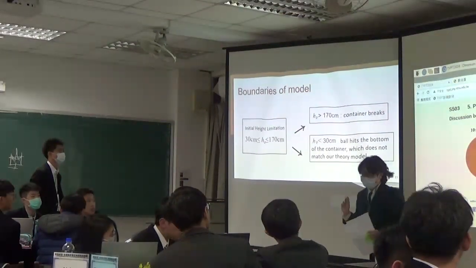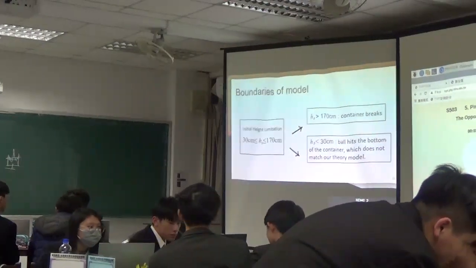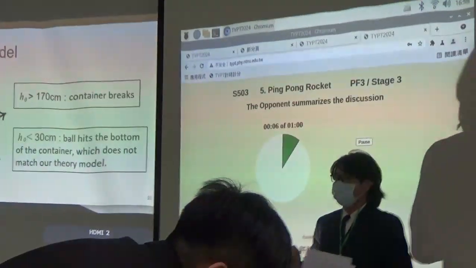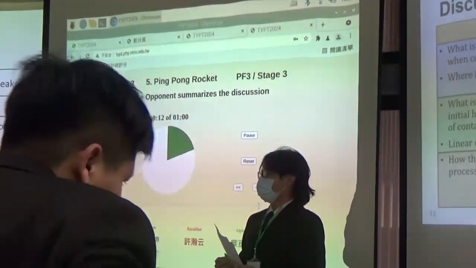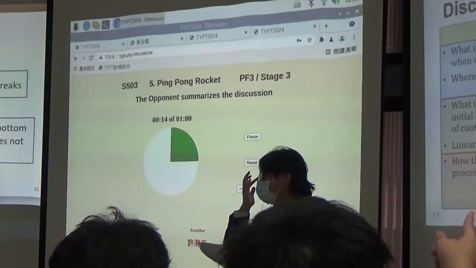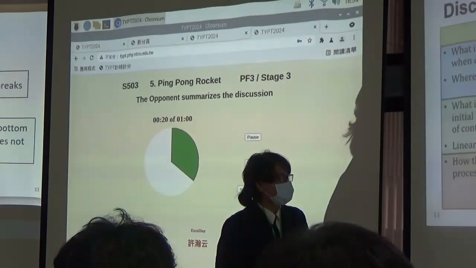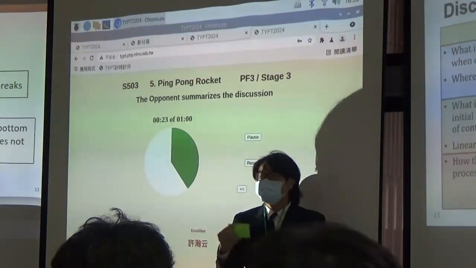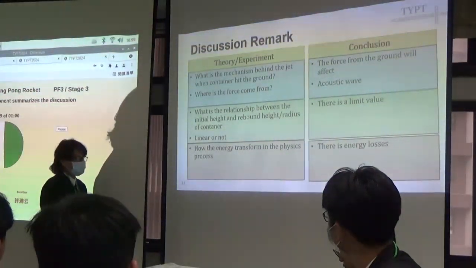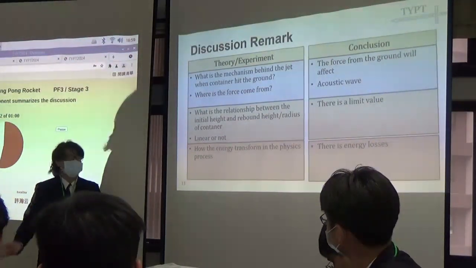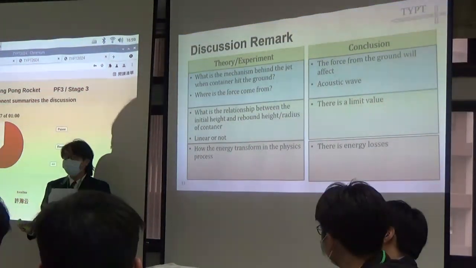I'm sorry, the time is up. Please summarize your discussion in 1 minute. Okay, I mainly asked the reporter about the fixed process of this phenomenon. The reporter used a jet model to demonstrate, but in my opinion, I asked the reporter about the pressure wave effect. I also asked about a graph, whether it is linear or not. But I consider that in the assumption the container will break. I also asked about how the energy transforms in the fixed process. I consider that the energy will transfer to the water and the container.